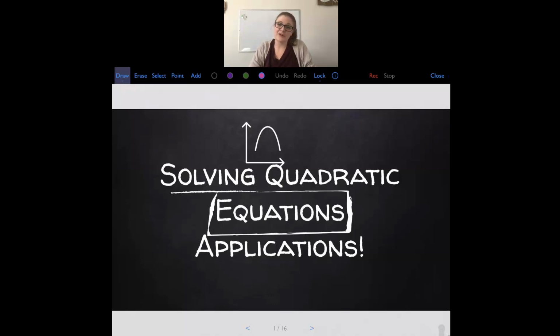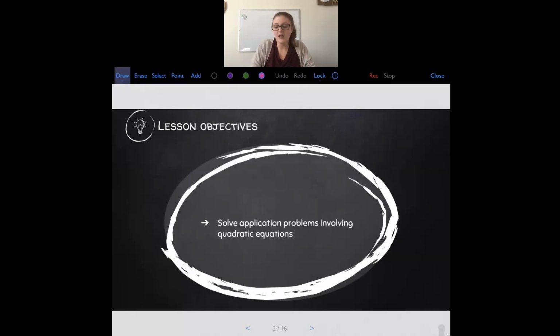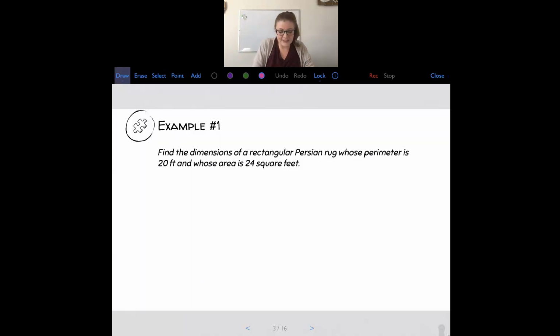In this lesson, we are going to go over solving quadratic equations, specifically related to application problems. So our goal is to solve application problems involving quadratic equations. I recommend having your calculator at the ready because we will be using it during our lesson. So let's get into our examples.